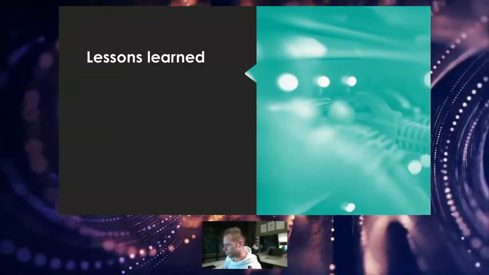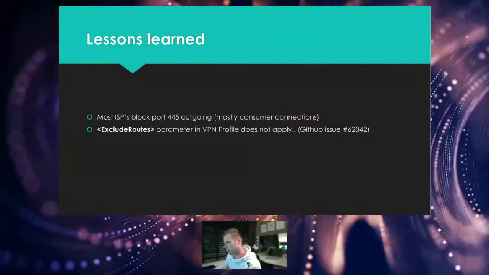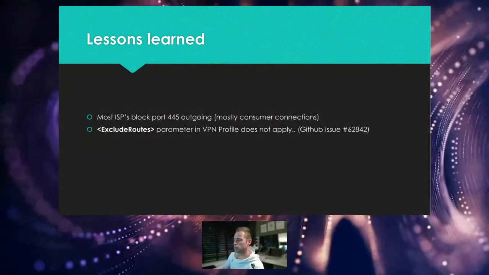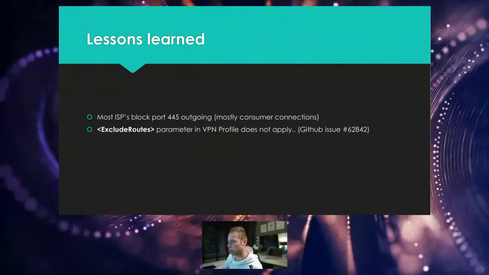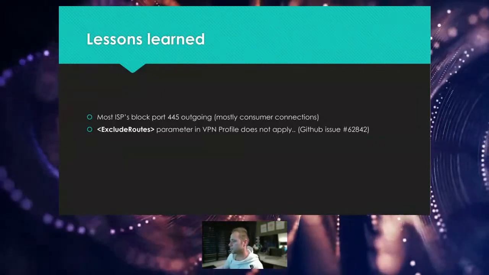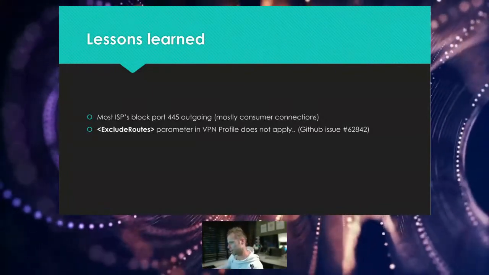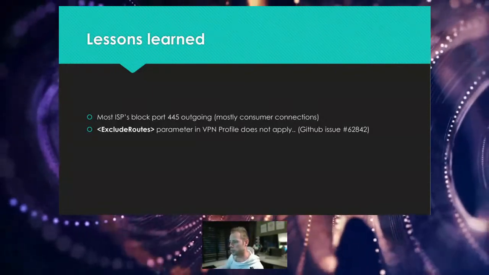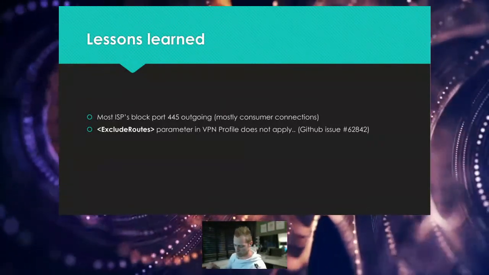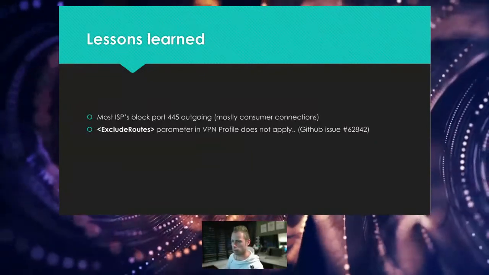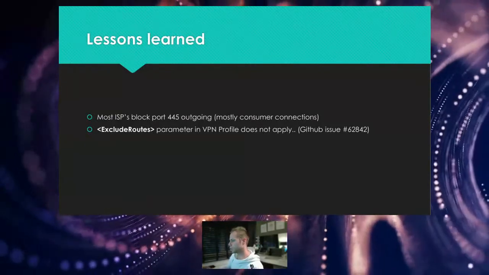I have some lessons learned. The first one we came up with already, which is port 445, which is blocked by most ISPs. Here in the Netherlands, it is always blocked. And there is a parameter in the VPN profile which does not work. It's a bug, and that is about the exclude route parameter. If you want to exclude specific routes from your VPN connection, you can't do that. It's a bug. It doesn't work.